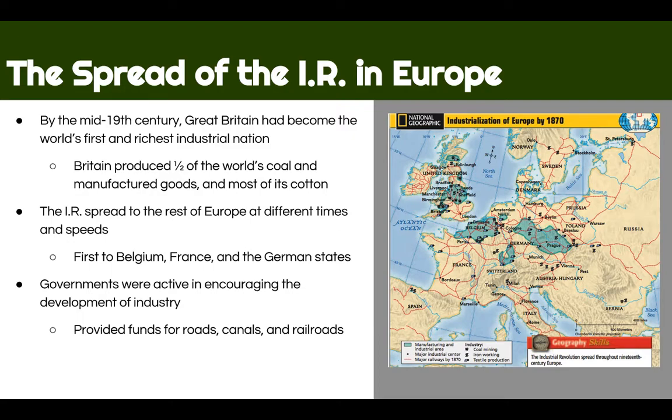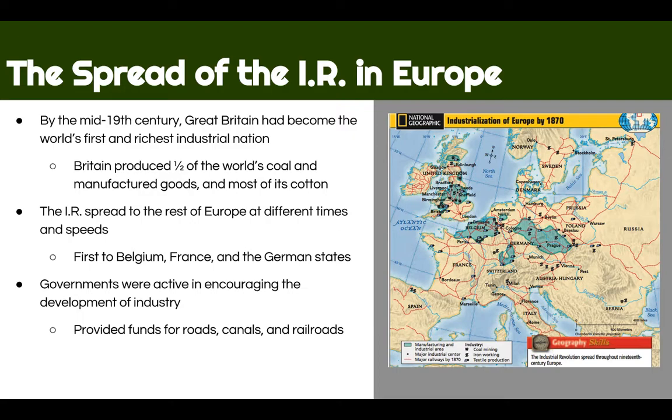So let's get started with the spread of the Industrial Revolution in Europe. Keep in mind that by the mid-19th century, Great Britain was the world's first and richest industrial nation. They produced half of the world's coal and manufactured goods, and more cotton goods than the rest of Europe combined.